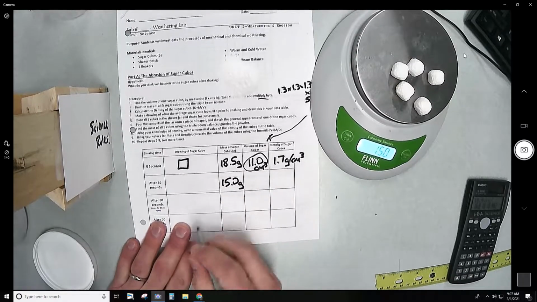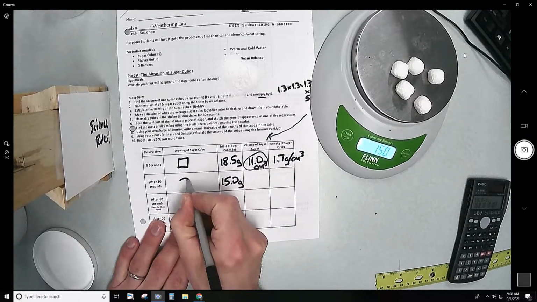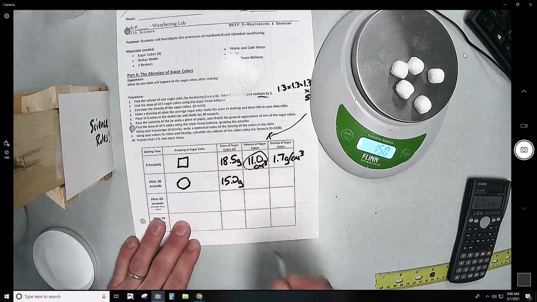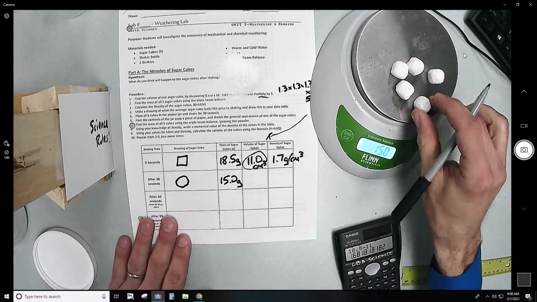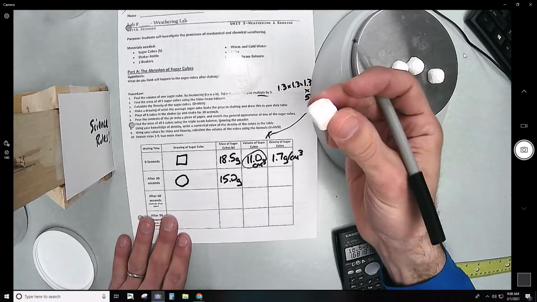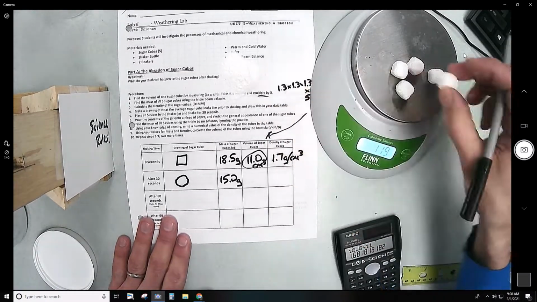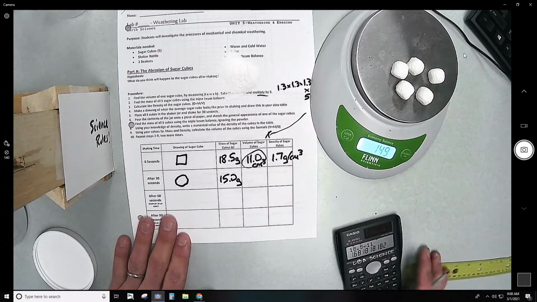I'm going to sketch them. They look a little bit more rounded on the corners, okay? So it's more like that. Now, here's the trick. Can I figure out the volume of this thing with a ruler? Nope, I can't. Okay, there's no straight sides anymore. So in order to figure out the volume, I've got to do something a little bit different.